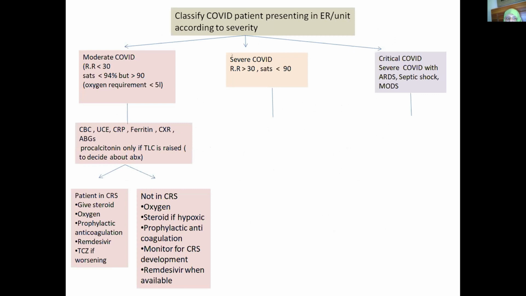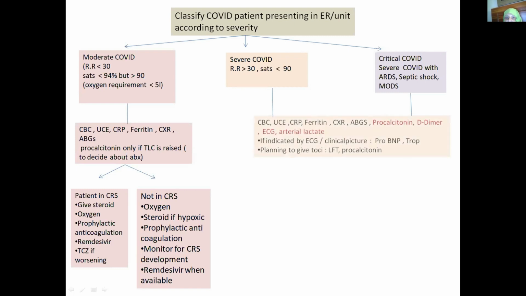And then in the moderate disease, you do some baseline tests to determine if the patient is in CRS or not, and requires oxygen or not. If the patient is not in CRS but requires oxygen, you give steroids and prophylactic anticoagulation, remdesivir, if it's available. And if the patient is in CRS, you also give tocilizumab if the condition is worsening.